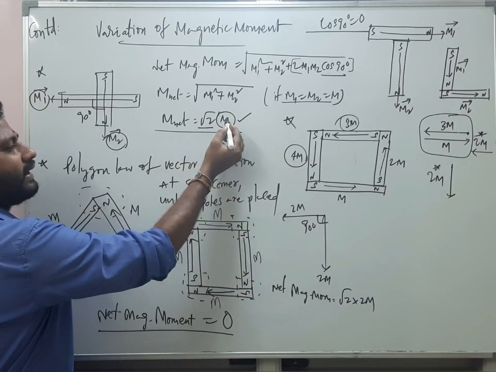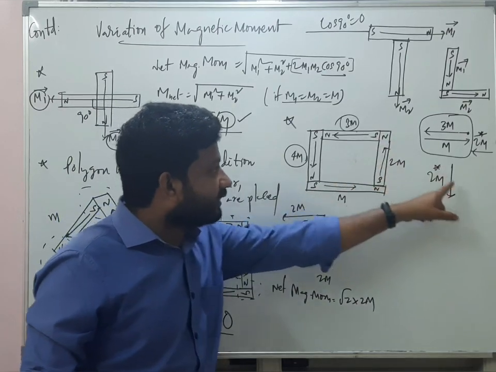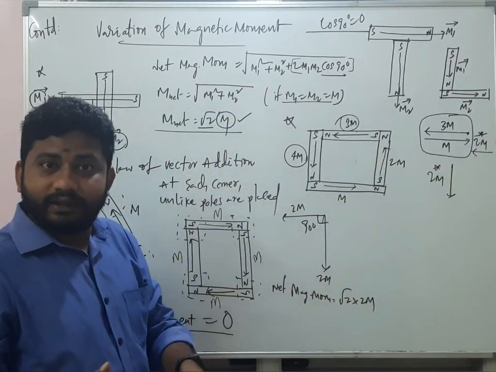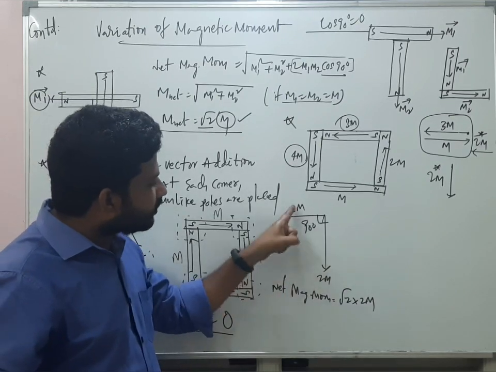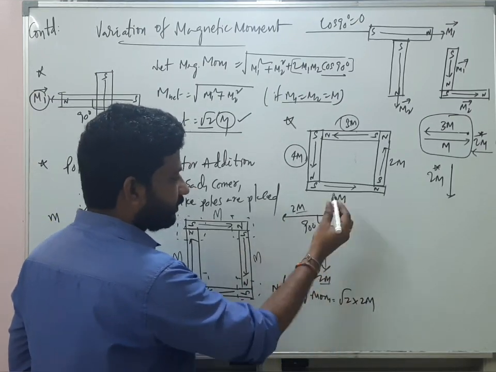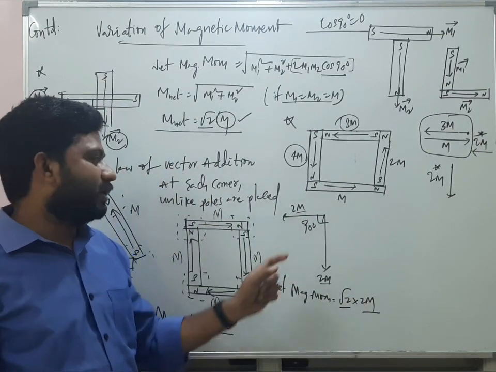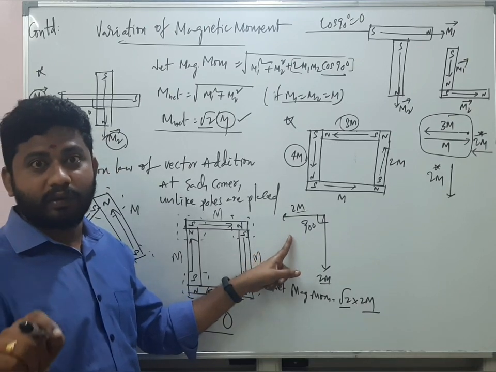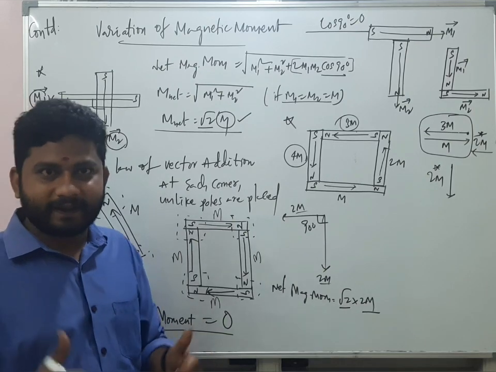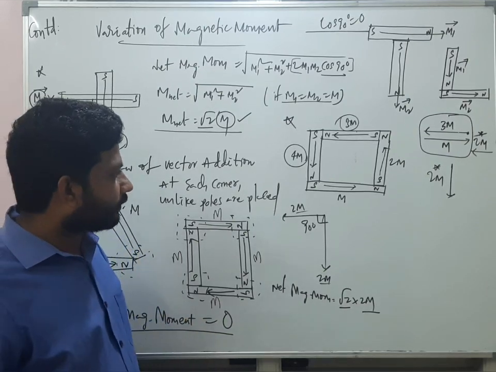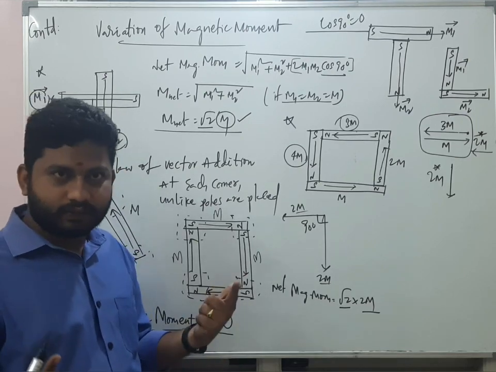M is the magnetic moment of each magnet. Here the magnetic moment of each magnet is how much? At the end of the numerical, the magnetic moment of each magnet is 2M. So it's 2M and this is also 2M, you can see. So that's why I wrote directly root 2 into 2M. You can also check by using the formula. Just apply the parallelogram law of vector addition formula here. You can also check. Clear? Now, one more application, right?